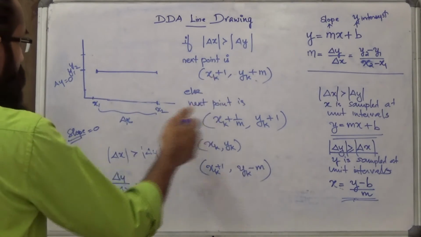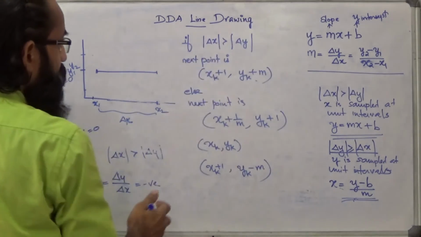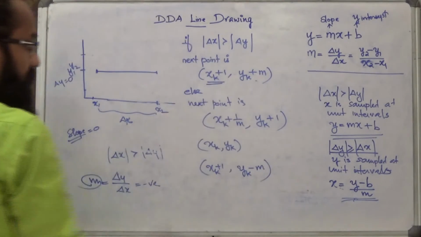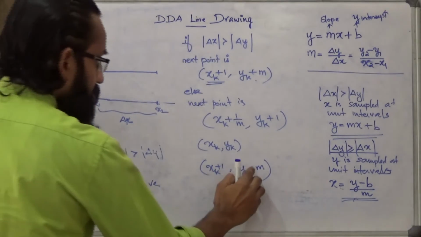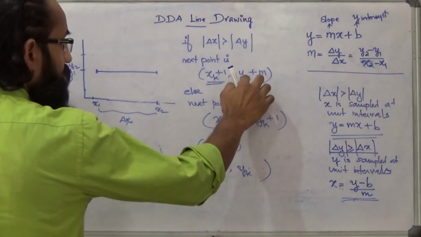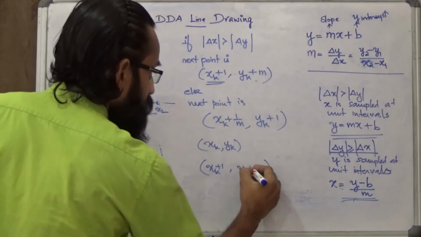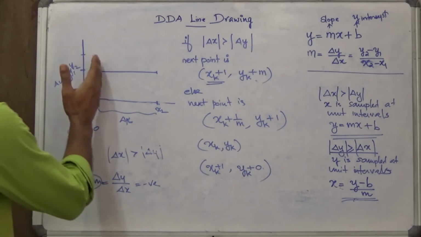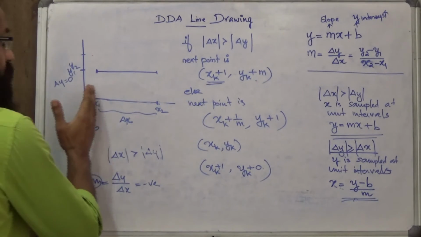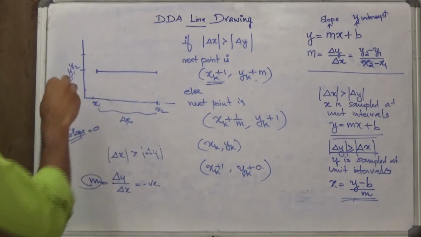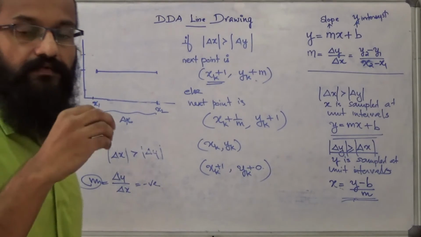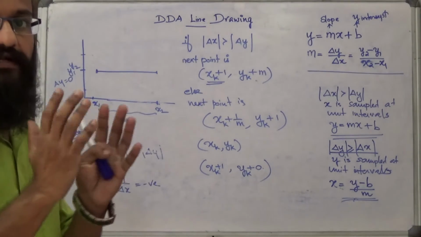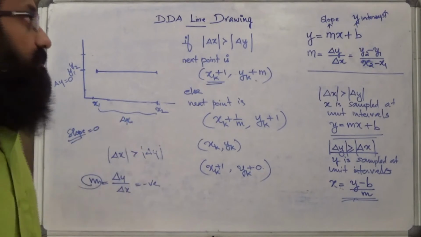And since delta x is greater than delta y, at each and every step you will be incrementing x by 1, and the next y value will be the previous y value plus slope. So that is previous y value plus slope, which is 0. So in this case, in order to plot this line, you need to increment x by 1 and keep y stationary. That is, you don't need to change the y value. Y value will remain same and x gets incremented by 1.